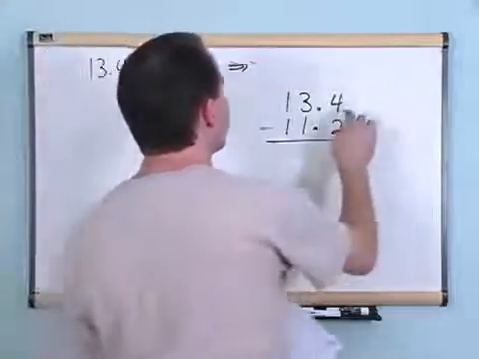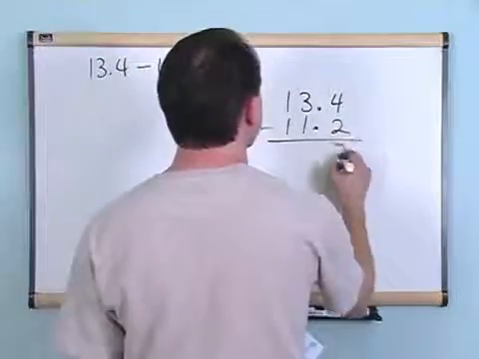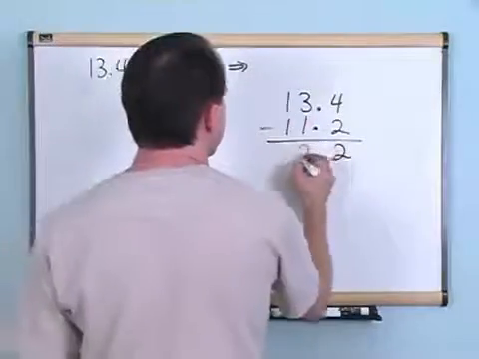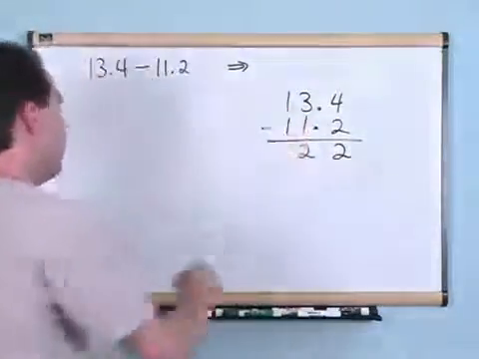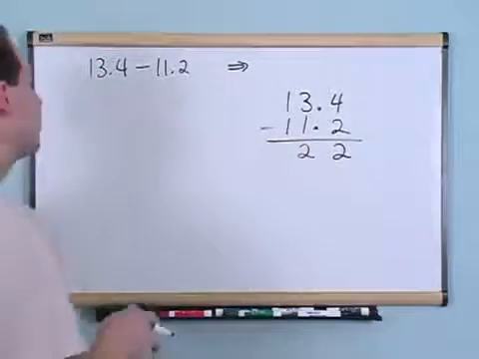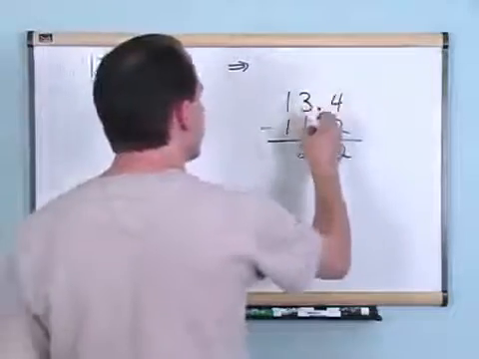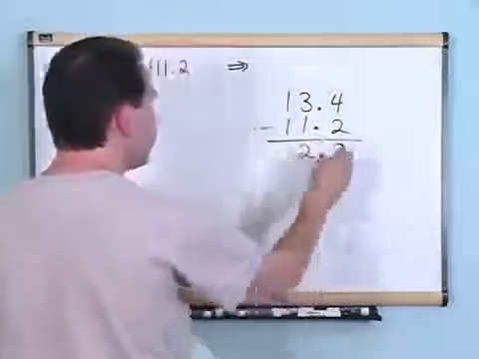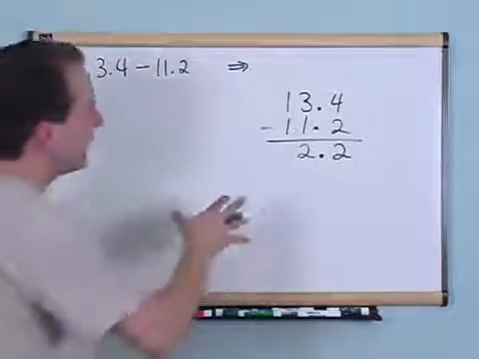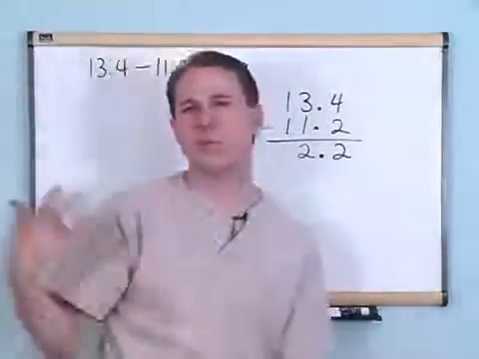Start in the right column. 4 minus 2 is going to give me 2. 3 minus 1 is going to give me 2. And 1 minus 1 gives you 0, but you don't need to write that because that's a leading 0 here. You never have to write those down. Then you just take your decimals, which are right here, and you drag it down. You put it right between these two numbers. 2.2 is the answer.